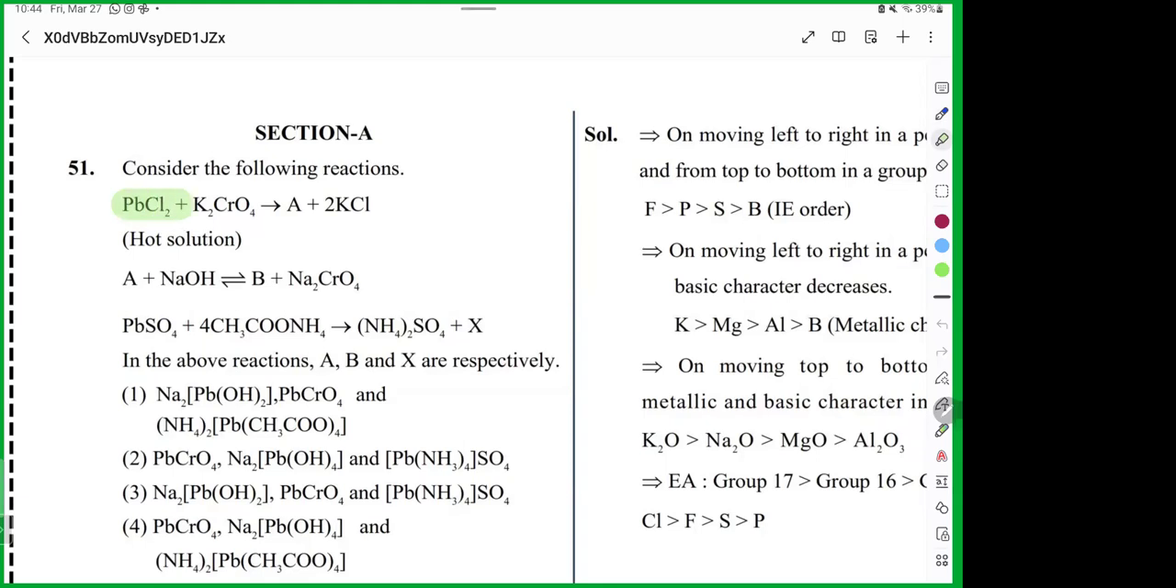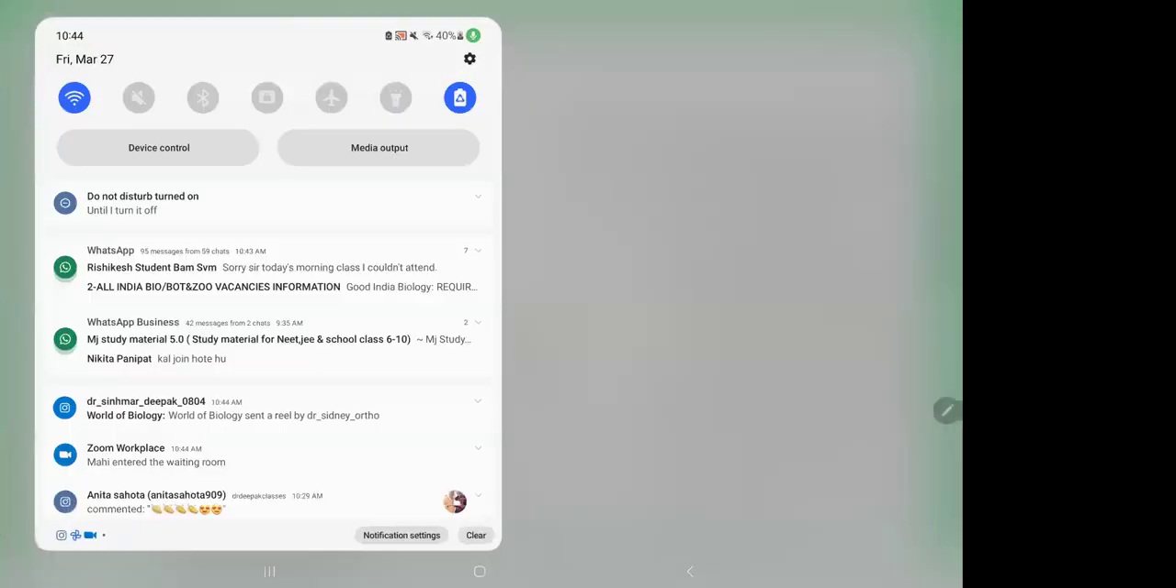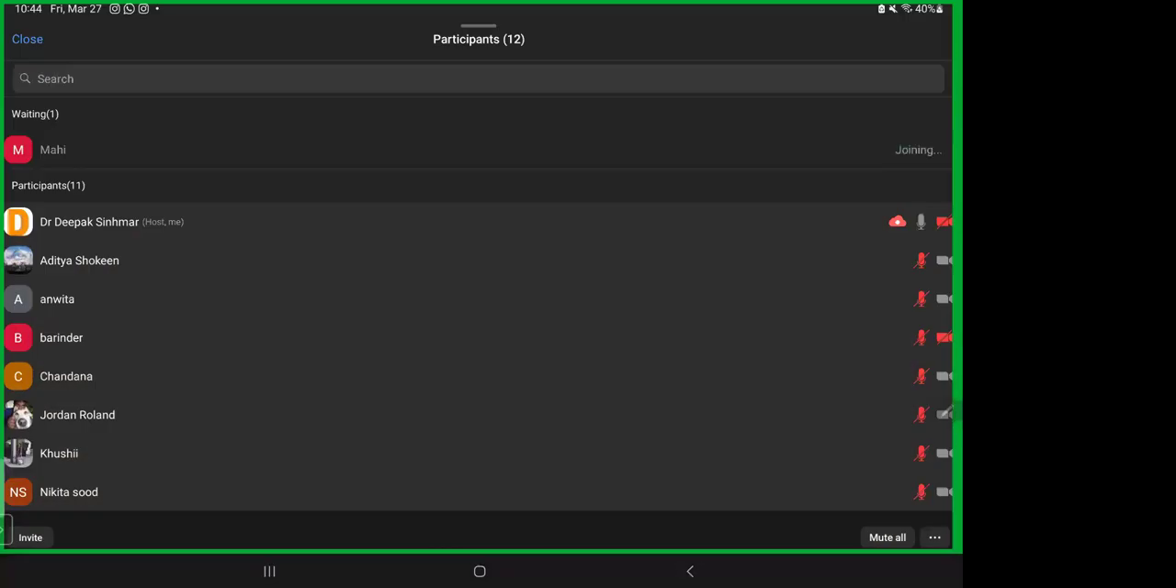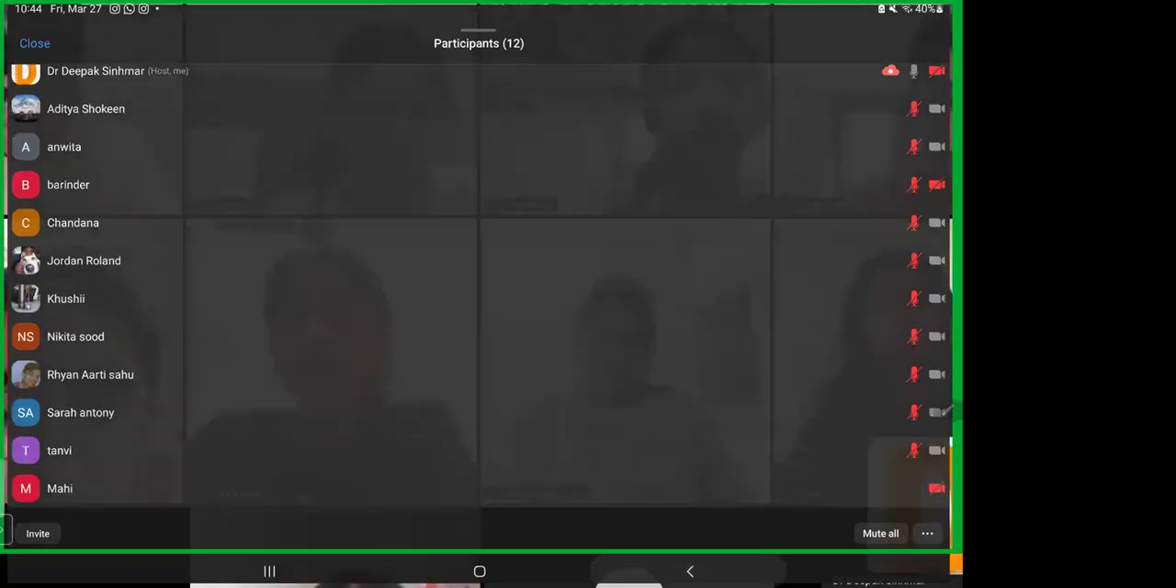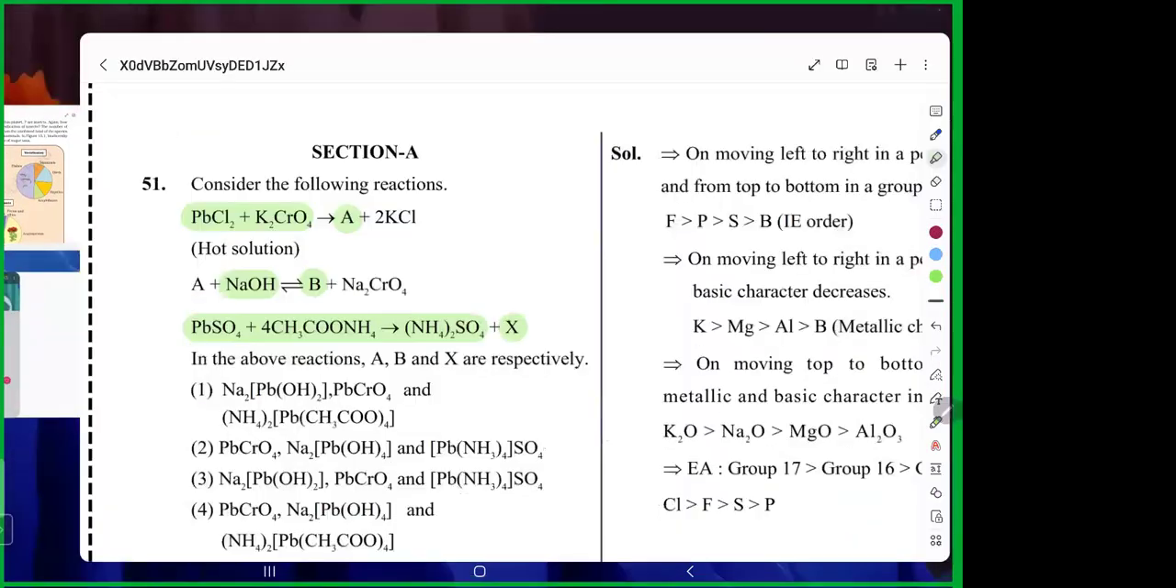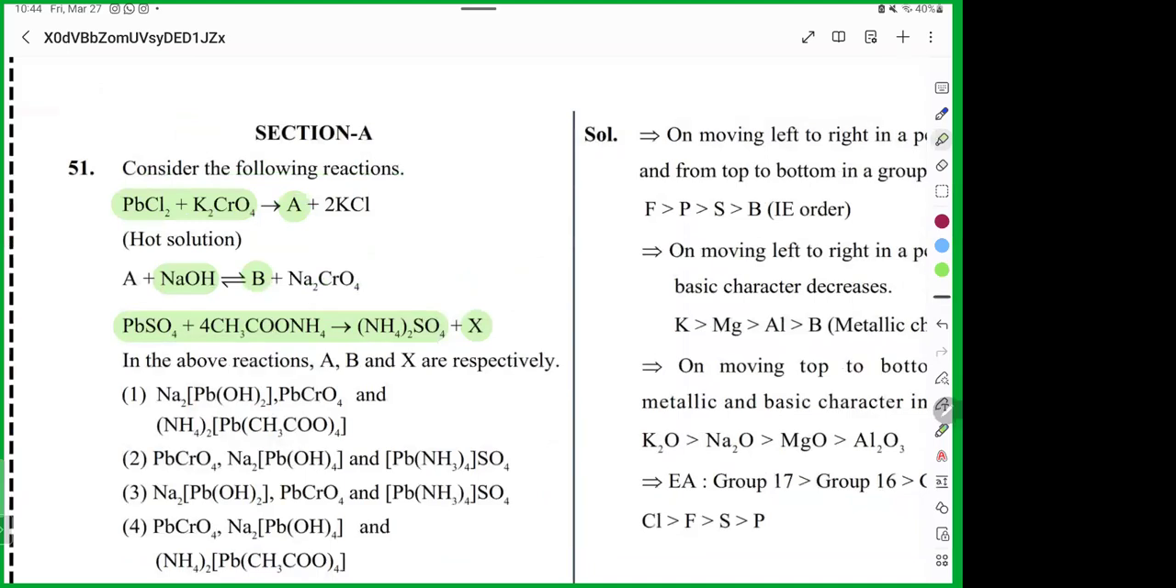If PbCl2 reacts with this, you will get product A. A reacts with NaOH and gets product B. And PbSO4 reacts with this and forms product X. What are your A, B, C? Logically, you can solve this question.